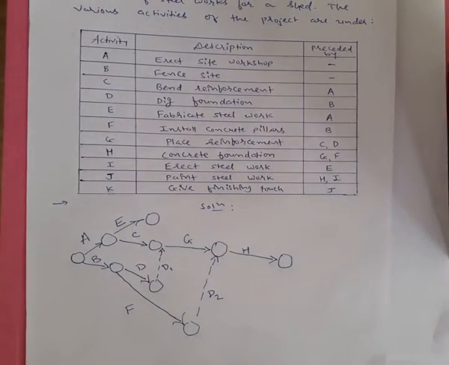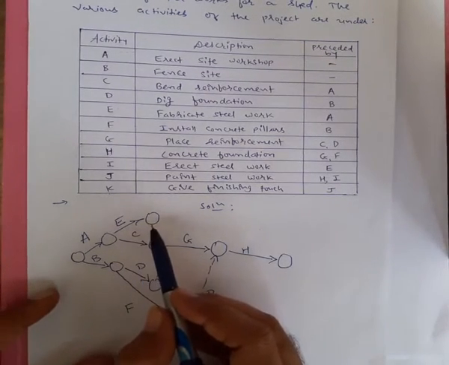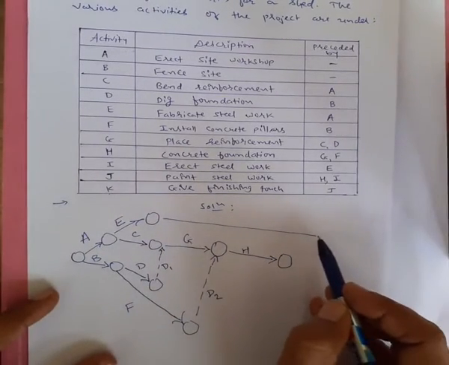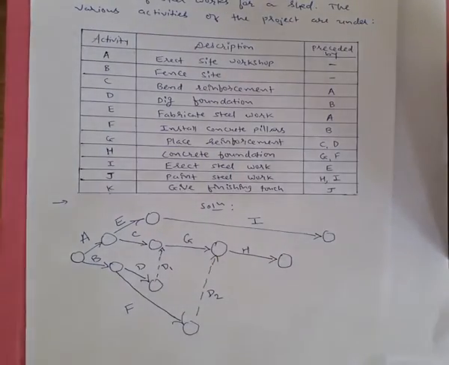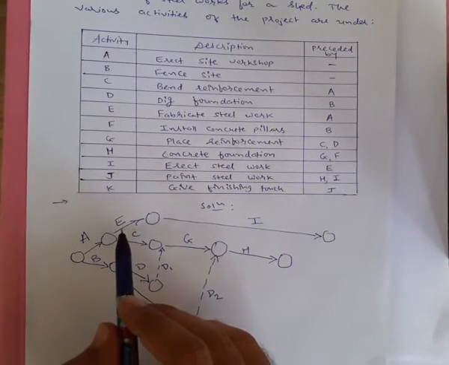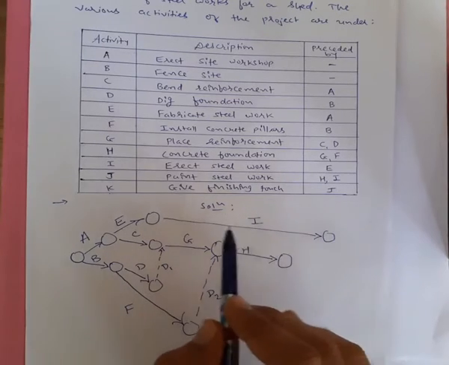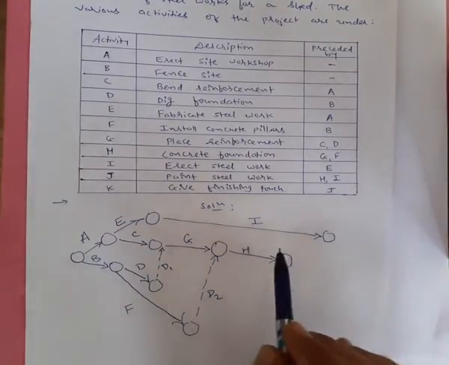Now coming to the activity I. So that depends on the completion of activity E. So here you can see activity E is already completed over here, and I depends on it. So activity I now depends on the completion of activity E. Then after that you can start the activity I, because it is dependent on the completion of activity E. So now from E you are extending the activity that is I.